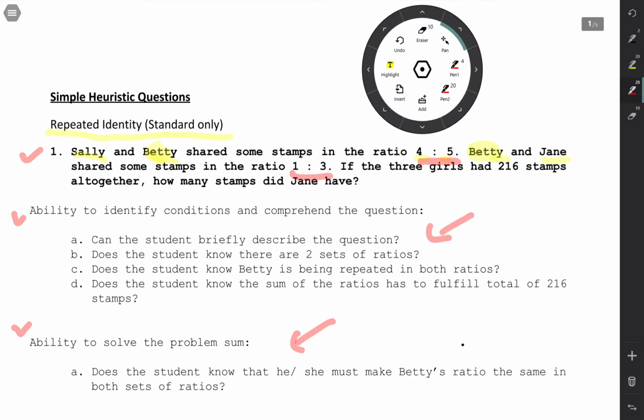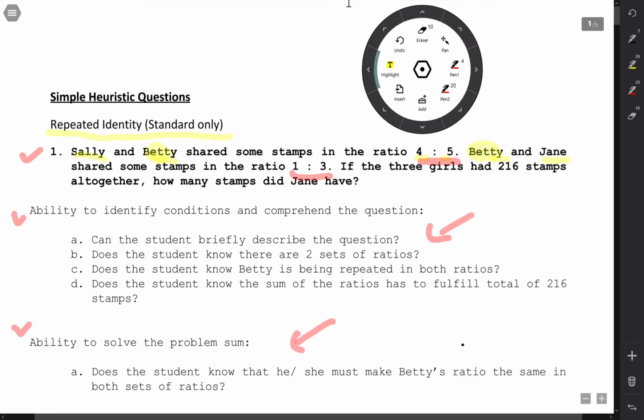In this question, we have Sally, Betty. They share some stamps in the ratio 4:5. Betty, Jane share some stamps in the ratio 1:2. If the three girls had 216 stamps, how many stamps did Jane have? We see that there are actually two sets of ratio, the first one here and then the other one here. That's why the question is: does the student know that there are two sets of ratios?